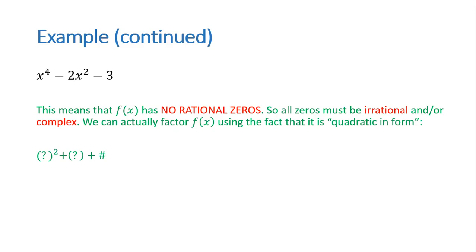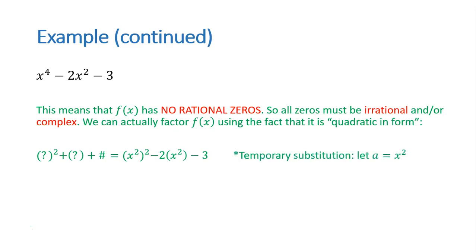So the question mark here is representative of x squared. Notice that we have an x squared in the middle, and then x to the 4th could be rewritten as x squared squared, and then we have our -3 constant tacked on to the end. So this again is what we call quadratic in form. It's not strictly quadratic, but we can rewrite it as a quadratic essentially if we take into account what's taking the place of just the standard x in a quadratic.